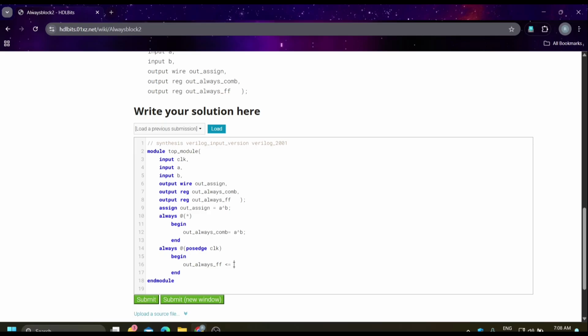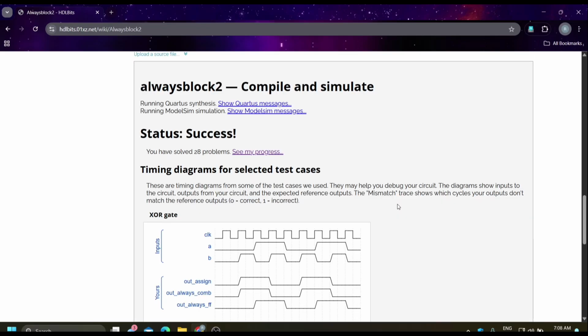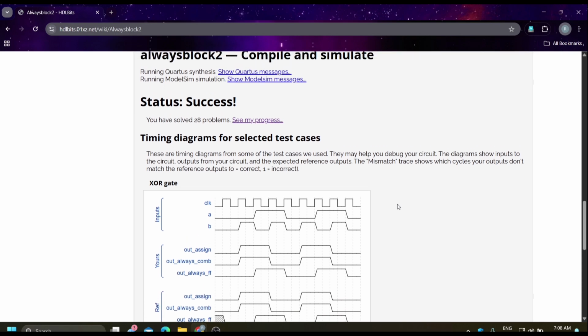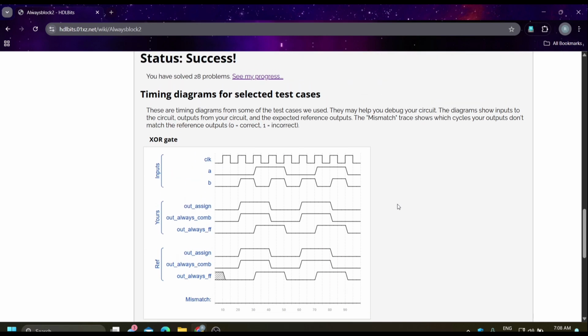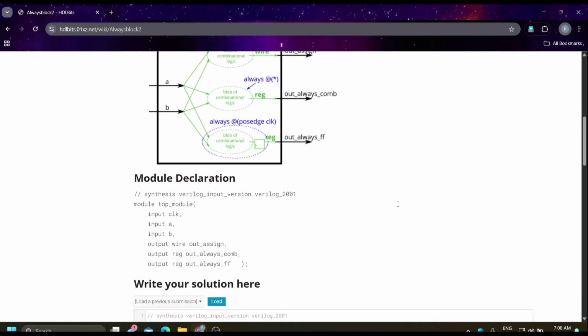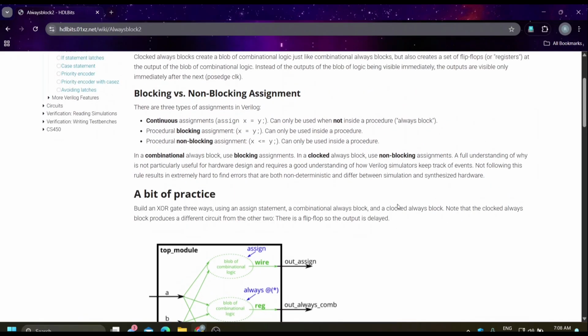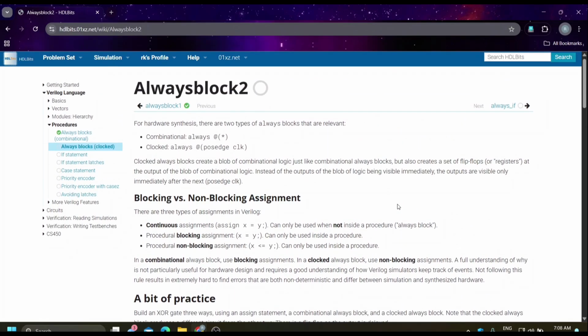Next, what can we write? Same, A XOR B. So this is the code for these three outputs. Let's check it. So whatever we wrote, that is correct. Our code has run successfully. So in this way we can use these always blocks and we can solve questions.